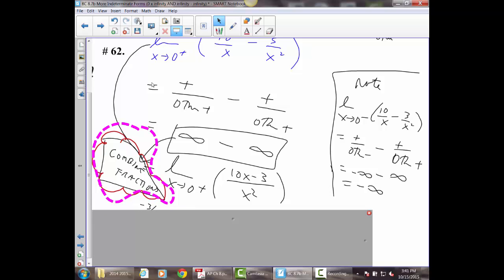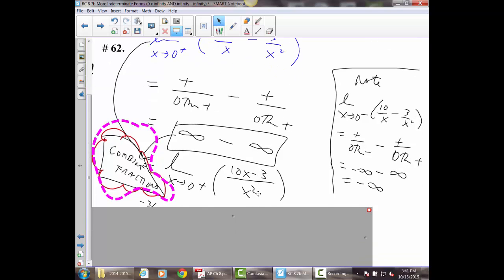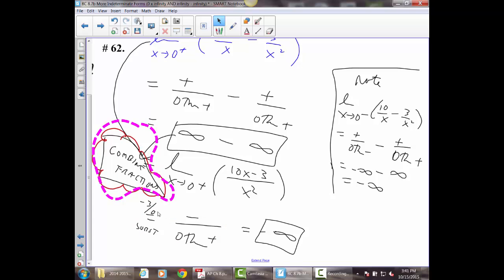And the way to solve this problem is to simply combine those two fractions. Just find a common denominator and combine them. And now when you substitute in, you'll have negative 3 over 0, which is a negative over 0 through positives because of the square, and that'll give negative infinity.